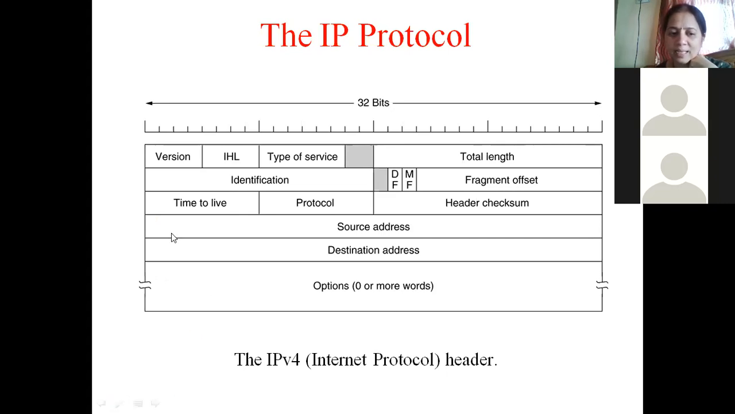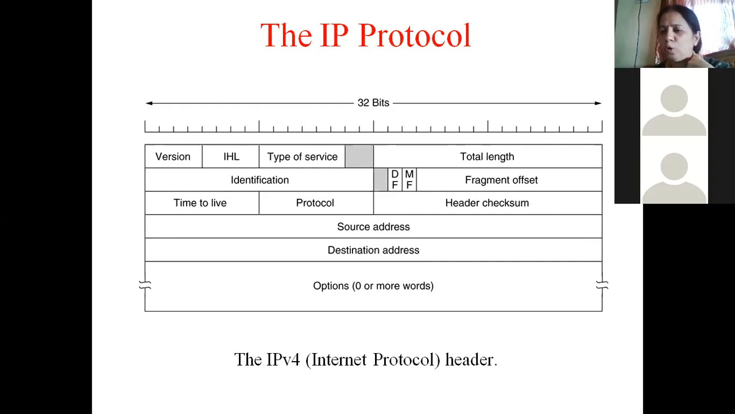Then comes the next field, which is 32 bits long, and that is called the source address. This is the IP address of the sending machine or the source machine. Similarly, the next field is 32 bits long, and it contains the IP address of the receiving machine, that is the destination address. After that, this is the fixed part now. After that comes the optional part, which can be up to 40 bytes.